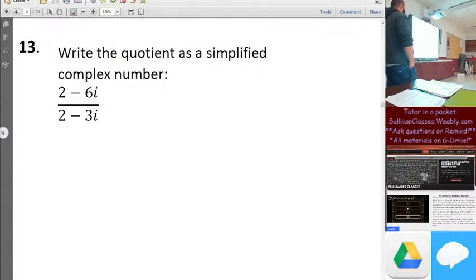Write the quotient as a simplified complex number, which sounds like an oxymoron, but it's not. Do we remember? What is that called? Conjugate.